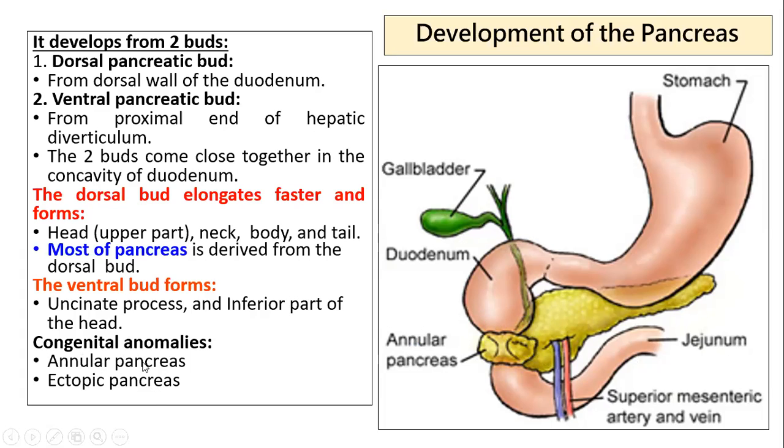Sometimes there can be ectopic pancreas. In some conditions, there will be small pancreas in different parts, and that can lead to a lot of complications. That is called the ectopic pancreas. If it is not in its proper position and is present in some other parts of the GIT or somewhere else, then it is called ectopic pancreas. So one is the annular pancreas, the second is the ectopic pancreas.